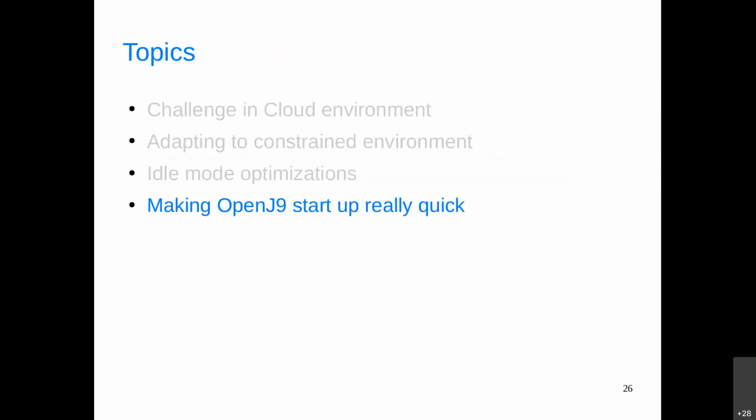So now we move on to the last topic, which is about some of the effort that we have spent in looking at ways we can improve the startup time of OpenJ9 and make it really quick. As such, OpenJ9 has various options. We'll look at them briefly to improve the startup time, but still we fall short of expectations on some newer architectures.